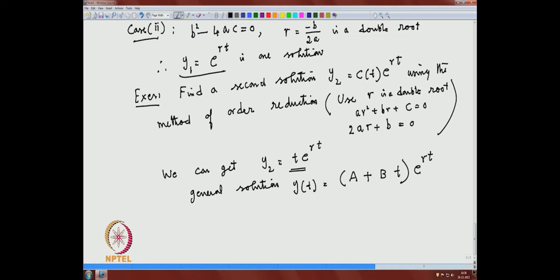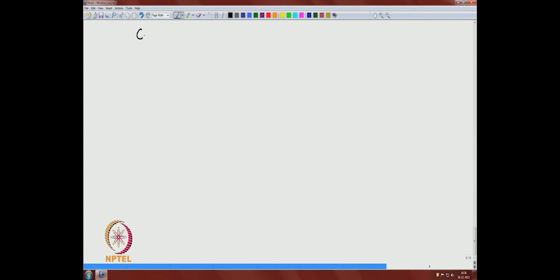So, now we will go to case 3, complex roots. What are the complex roots? Here b squared minus 4ac is negative. So, r equals minus b plus or minus the square root of b squared minus 4ac, over 2a. So, it is negative.